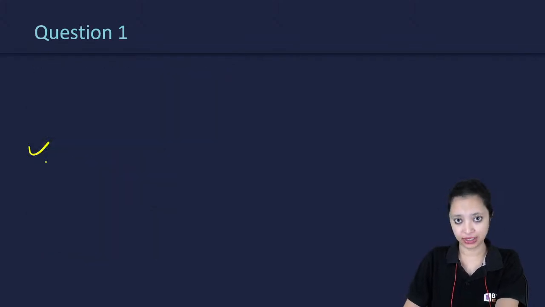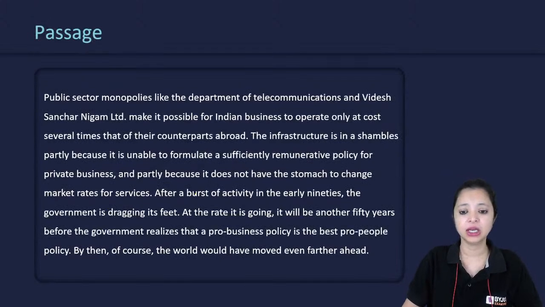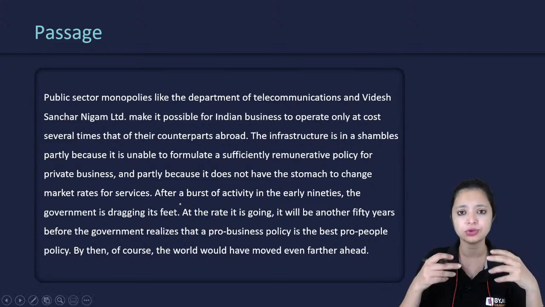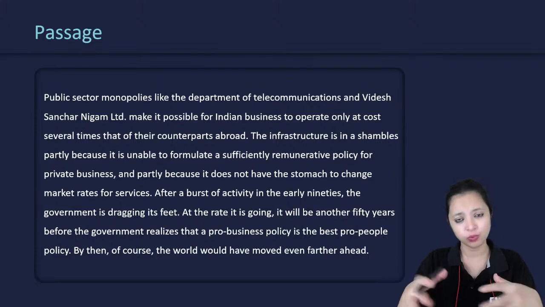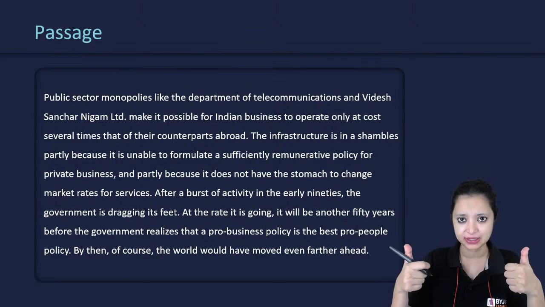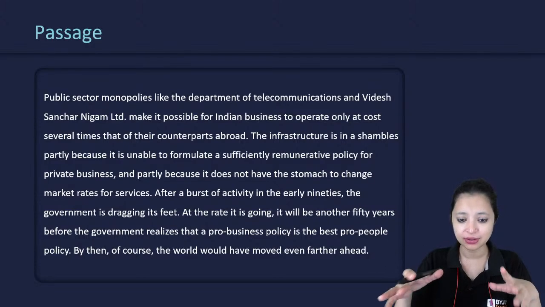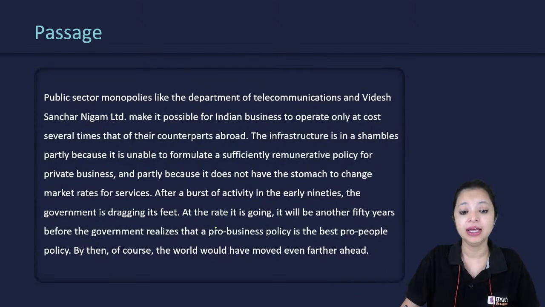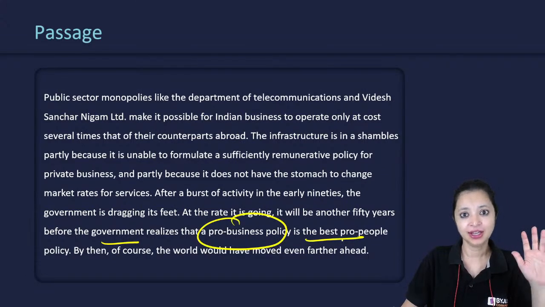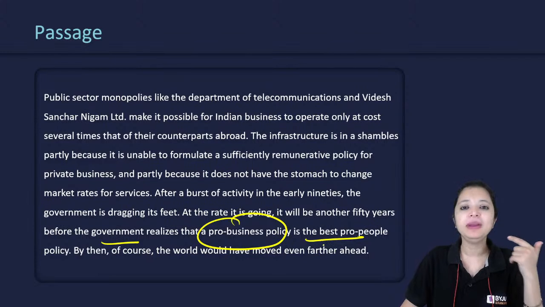Let's go back to the passage and let me show you the correct answer here. Now, the entire passage, what does it talk about? The passage talks about how our country's infrastructure and industries are suffering. We started off at a very good pace, but now we're in shambles. I'll not give you more details about the passage because I want you to answer the questions accordingly. He says probably in 50 years, before the government realizes that pro-business policy is the best pro-people policy, we're going to be really far behind. The world is moving so fast, we'll be left behind.